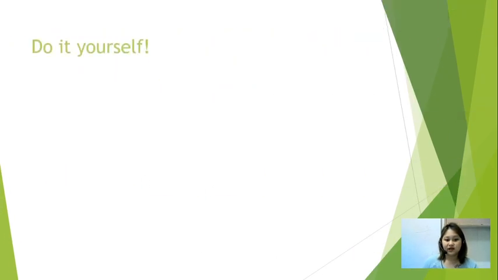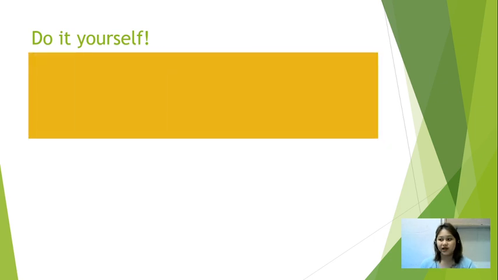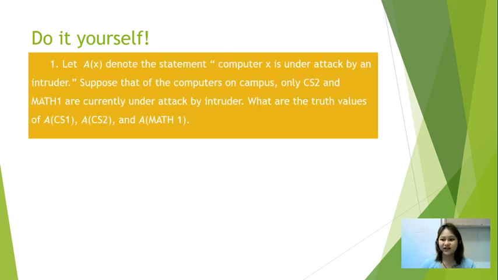So this is the activity in your module, the do-it-yourself. I think most of you already tried to answer it. That's why many have complained that it's difficult. But this is actually very easy. You just have to analyze the problem. The problem is: let A of X denote the statement, computer X is under attack by an intruder. That is the statement you have to focus on. Computer X is under attack by an intruder.